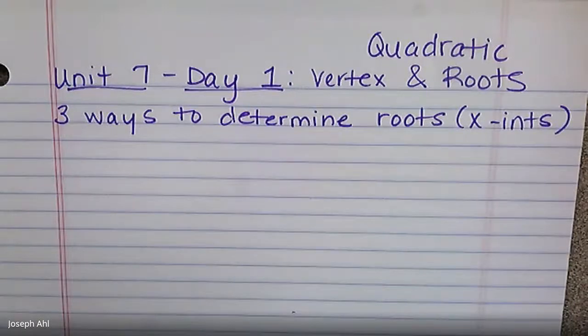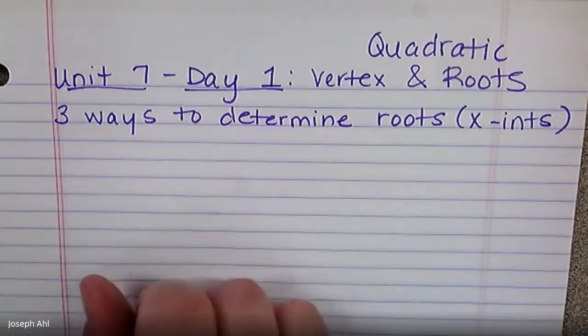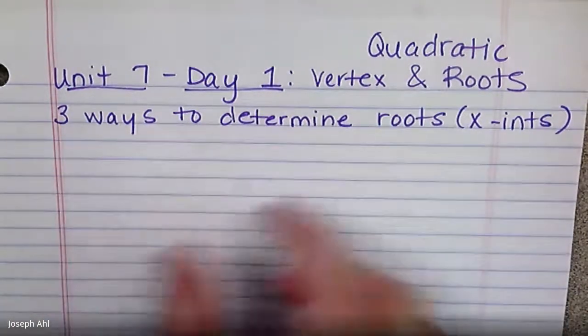Hey, Algebra 2 honors students, this is going to be the start of Unit 7. We are going to be talking about a lot of quadratics and quadratic properties in Unit 7. Today, specifically, a lot of algebra surrounding how do we find the vertex of a quadratic and how do we find the roots. The vertex is going to be that turning point.